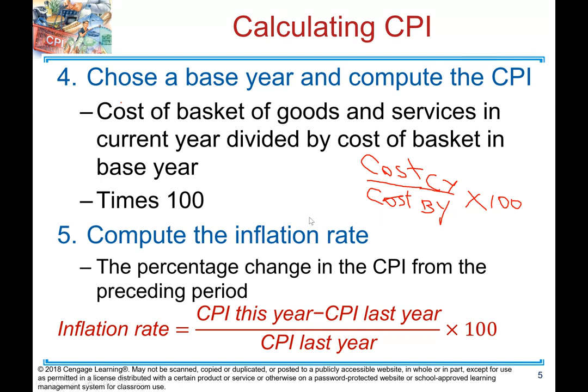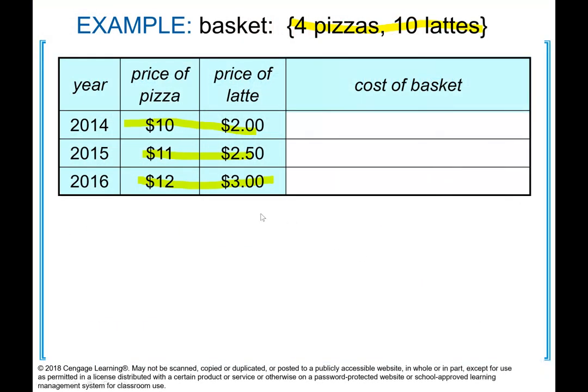Then you use that CPI to compute inflation. And you've got a formula for calculating inflation here. It's the percentage change in the CPI from the preceding period. So here, inflation rate is equal to CPI this year minus CPI last year, over CPI last year, multiplied by 100. Okay. So let's use an example.